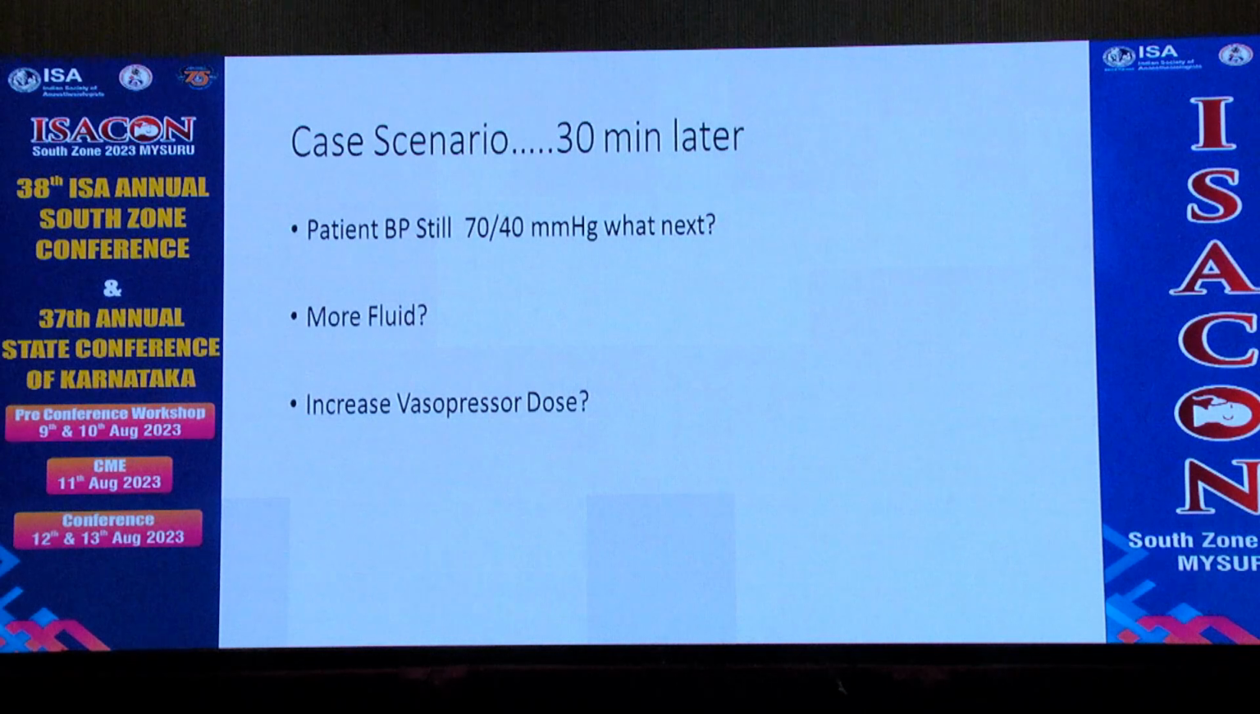Okay, I have started the noradrenaline. Initially I gave the fluid, but still the BP is not picking up. My noradrenaline is going somewhere around 0.25 to 0.5 microgram per kg per minute. So what should I do now? Shall I increase the dose of the noradrenaline or shall I do something else?